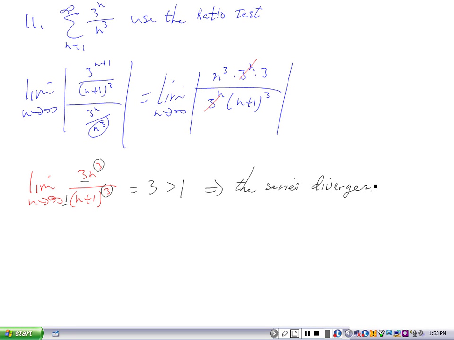Number 12. Use the fourth Maclaurin polynomial of f of x equal to the natural log of x plus 1 to approximate the natural log of 1.1. So let's start with this.